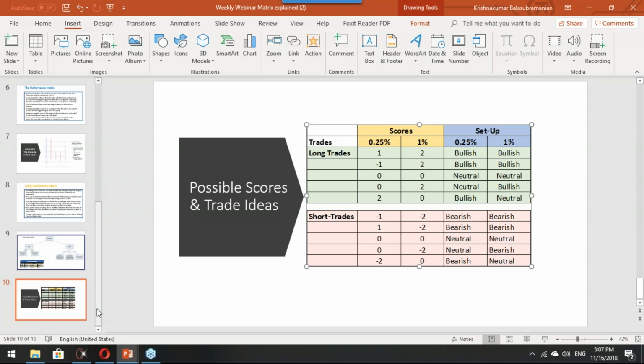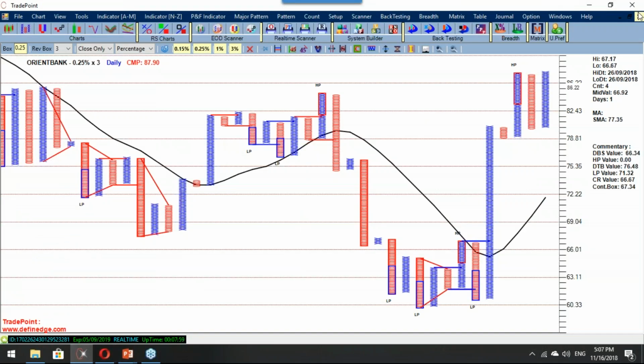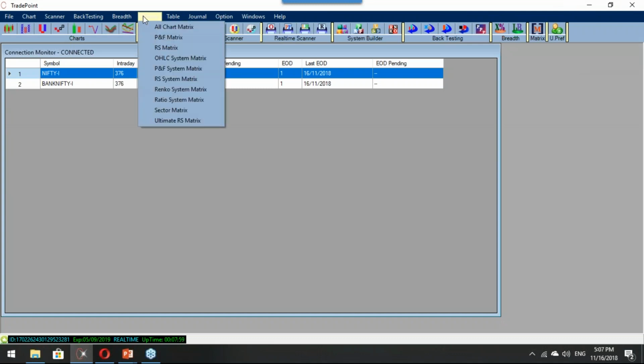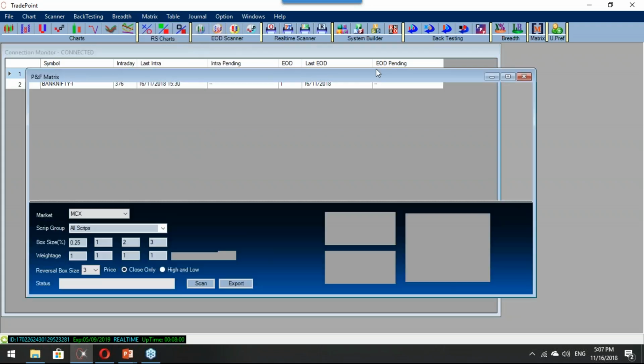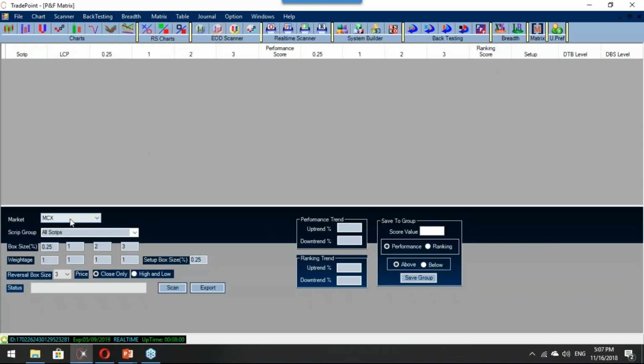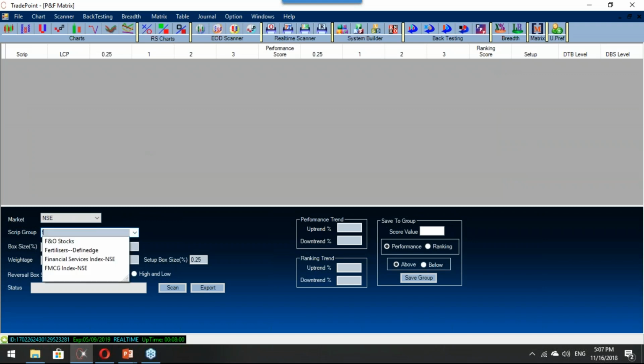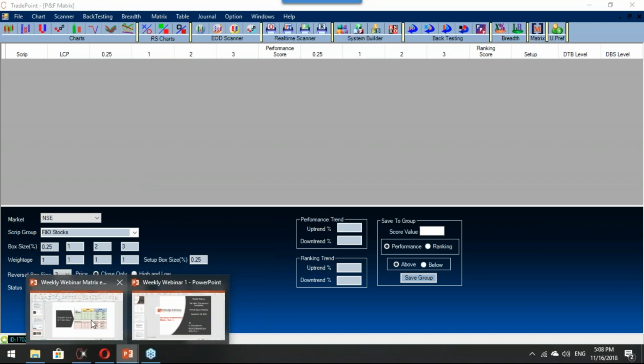Okay, fine. So what we will do is, let's go to the matrix table, and we will go to the P and F matrix, right? We'll just focus on the F and O universe. And as I told you, I don't know how many of you use this effectively. We have the facility to change the box size based on which the setup is calculated when you run the matrix. The setup, I hope you guys recall what I mean by setup.